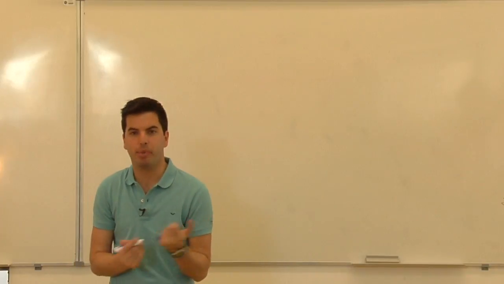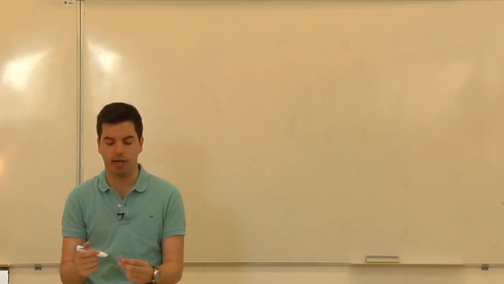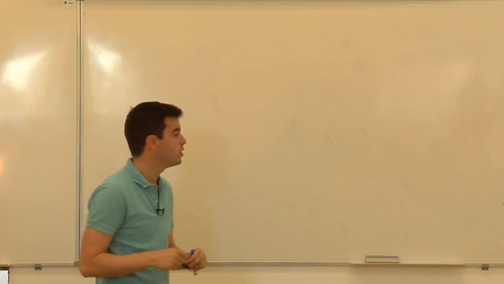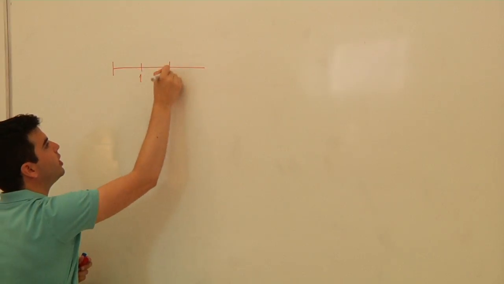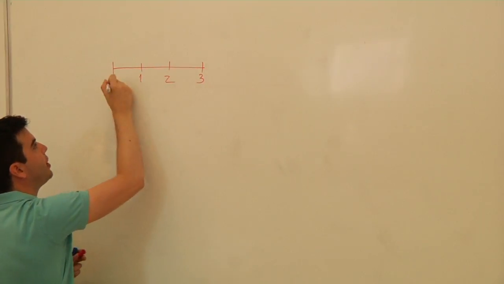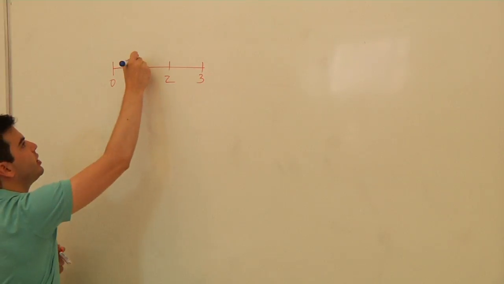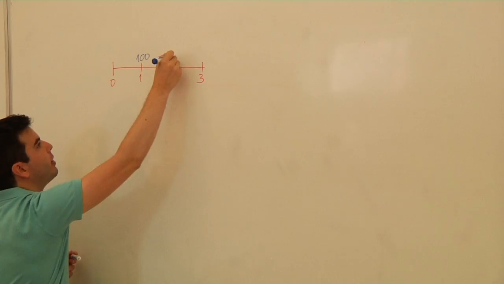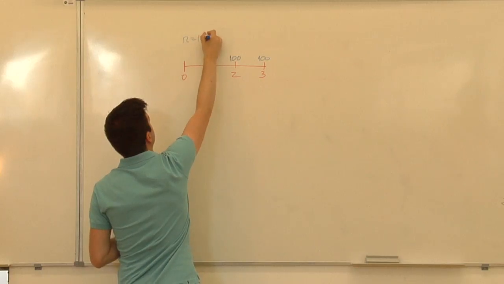Let's take as an example a contract that pays 100 every single year across 3 years. So let's draw here the timeline. Year 1, year 2, and year 3. And what we know is that every single year there will be a payment of 100. And let's say that the interest rate is 10%.